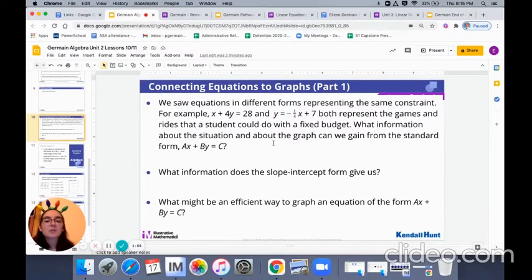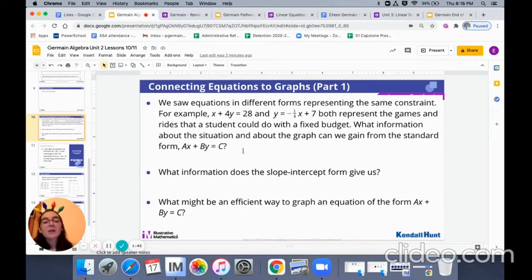What information about the situation and about the graphs can we gain from a standard form ax plus by equals c? So we were looking at this piece right here yesterday. So we had these two equations. This was the original equation that we were given for that third one from the afternoon work yesterday. Then we converted it to this, so this was in standard form. Then we converted it to our y-intercept form, where we had to first subtract x from each side, then divide each term, not the whole side, each term by 4 to get that y isolated.